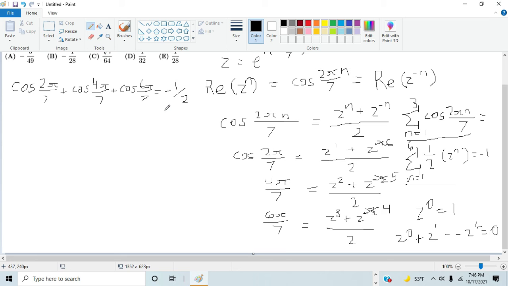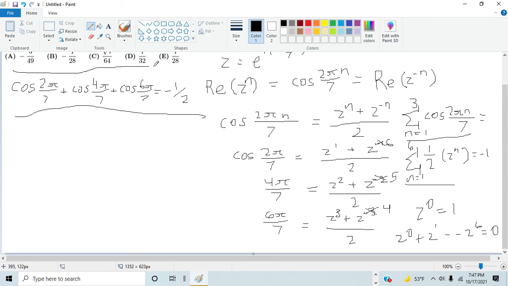and from there we use the fact that the summation of z to the 0 plus z to the 1 all the way to z to the 6 is 0. Since z to the 0 isn't there, that means z to the 1 plus z to the 2 all the way to z to the 6 is minus 1. So then we just set that equal to our original cosine and just divide it by 2. So this is how we got to this point.